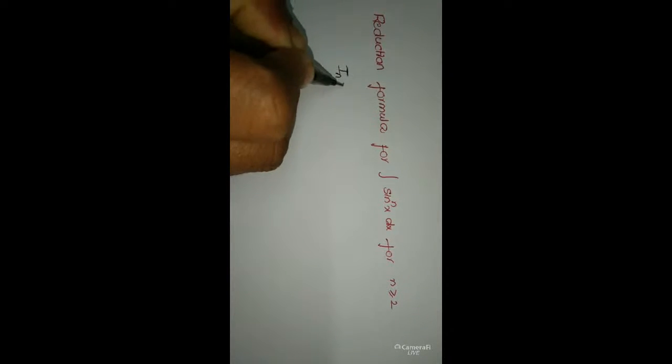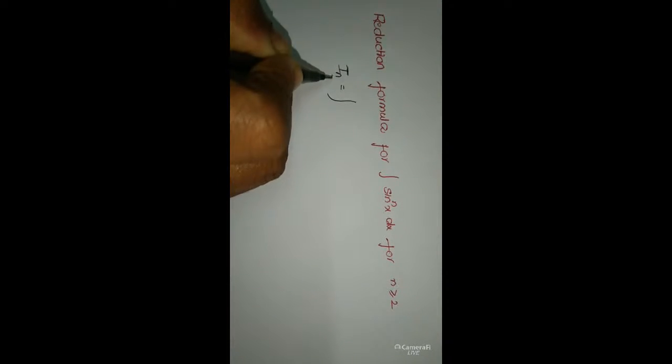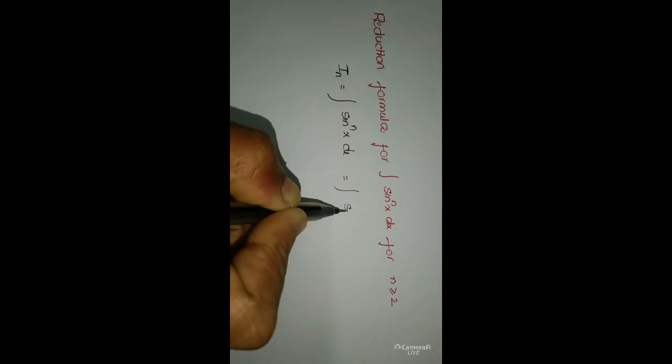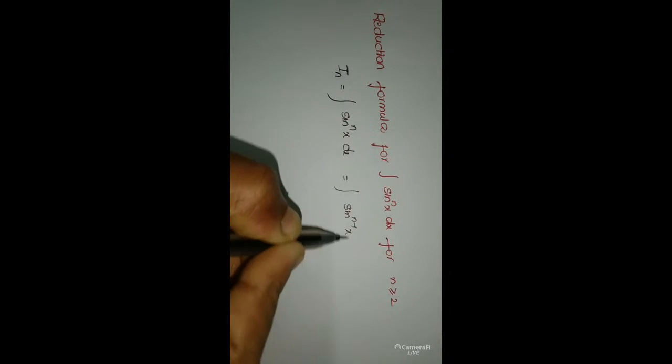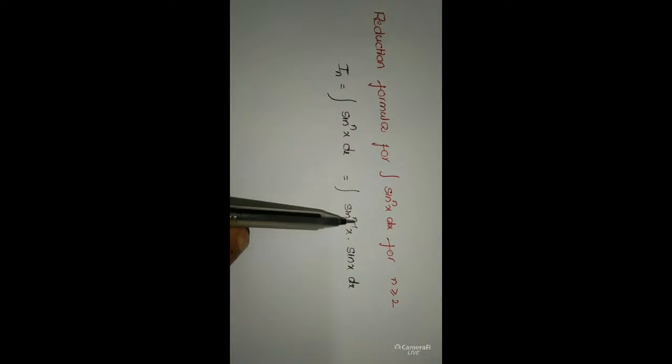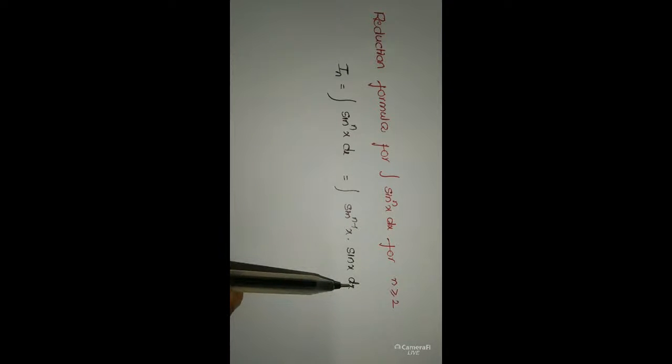To find the reduction formula, first we take the given problem as I_n. That is, I_n equals the integral of sin^n x dx, and this is taken as the integral of sin^(n-1) x into sin x dx. Here sin^n is written as n minus 1 plus 1, that is sin^(n-1) x into sin x dx. Here n minus 1 plus 1 becomes only n.